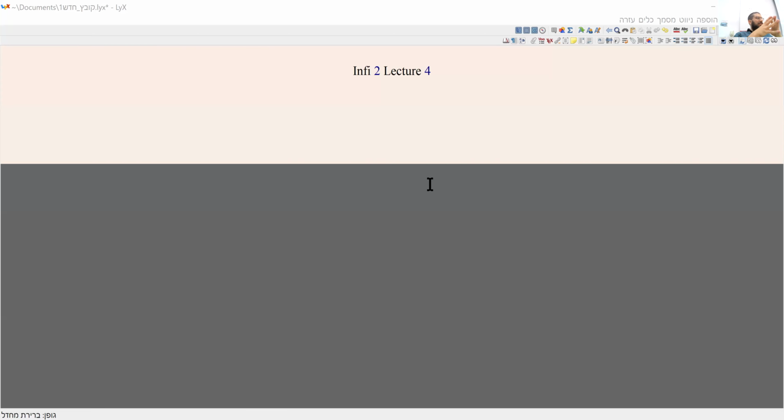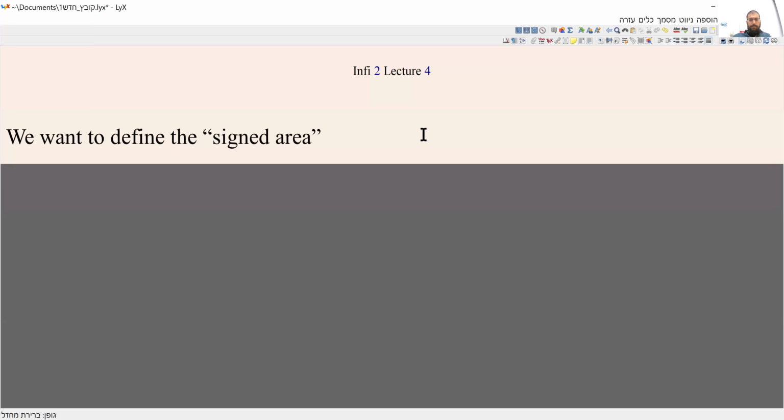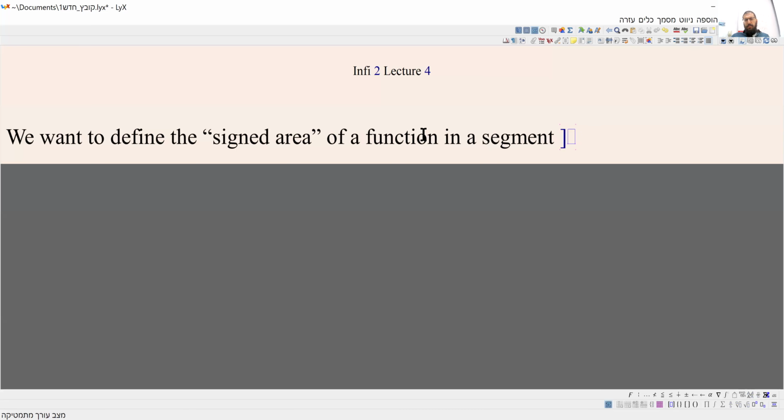It is what is called the signed area, meaning the area beneath the x-axis and above the graph of the function is considered negative, and they can cancel each other. Let's write it down in one sentence. We want to define the signed area of a function in a segment [a,b].